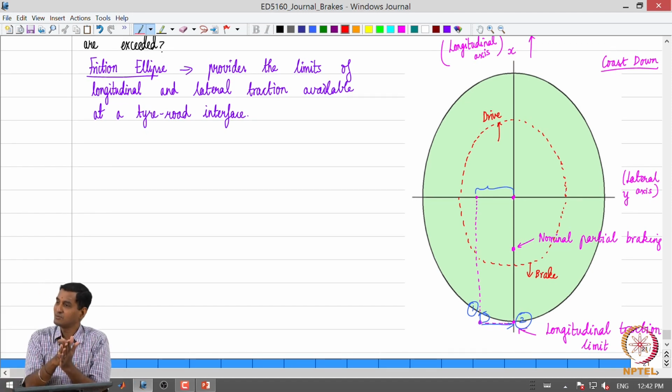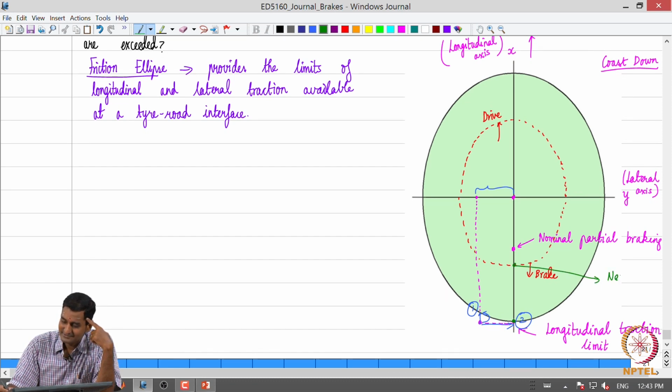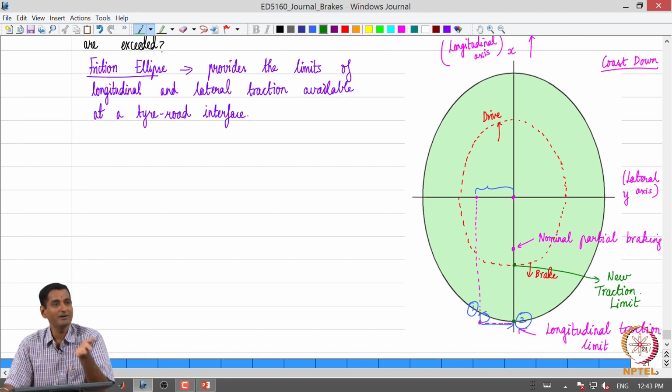What do I do? I once again slam the brake. Let us assume that we do not even steer. Now when I slam the brake, what am I asking for? I am asking for this, but the new traction limit is this. Then do we have a problem? Obviously we have, because I am already outside that new ellipse, which gets modified.